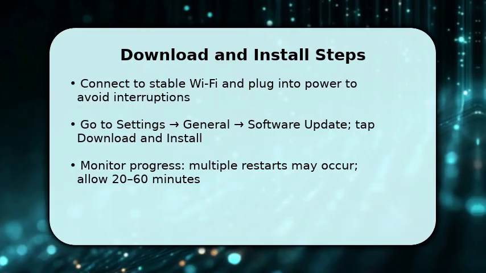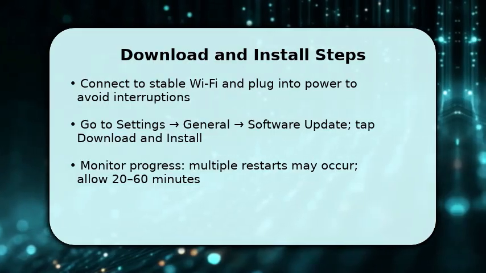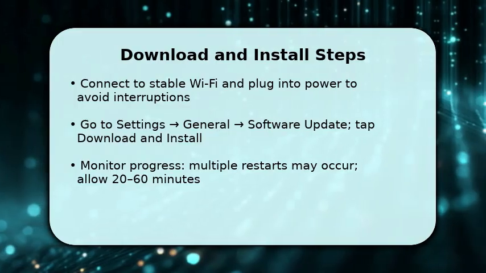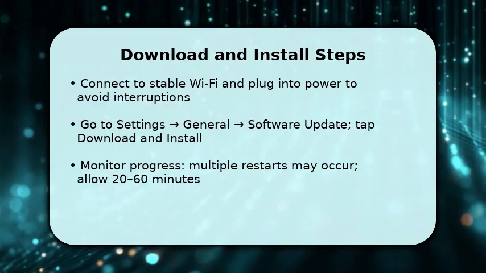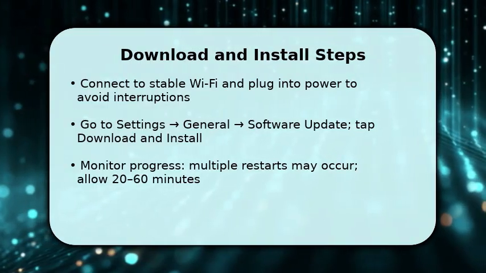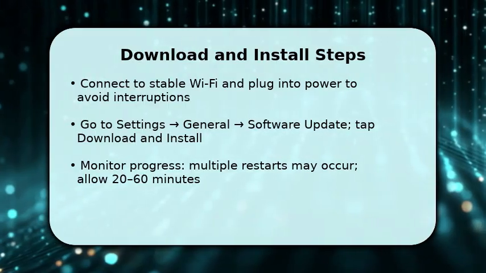Then open Settings, tap General, and select Software Update. Choose iOS 26 and tap Download and Install. The download will fetch the firmware, then the installer prepares the update. Stay on the lock screen and allow the process to run.